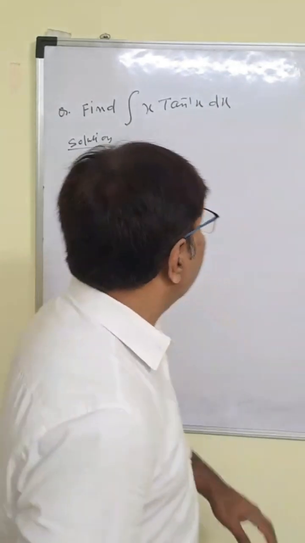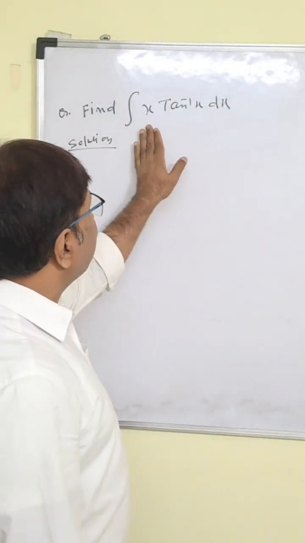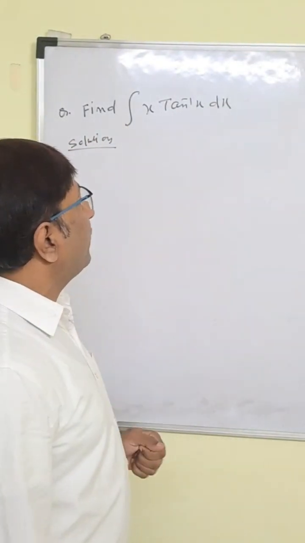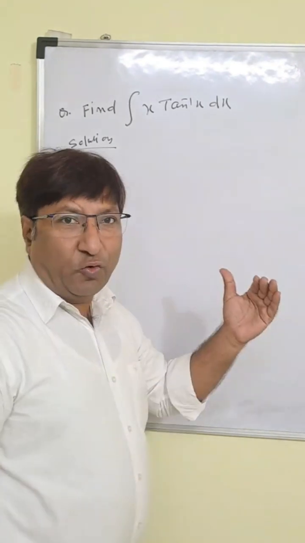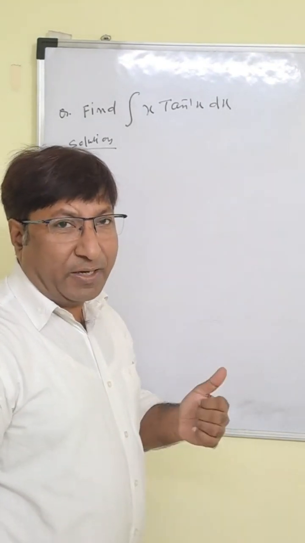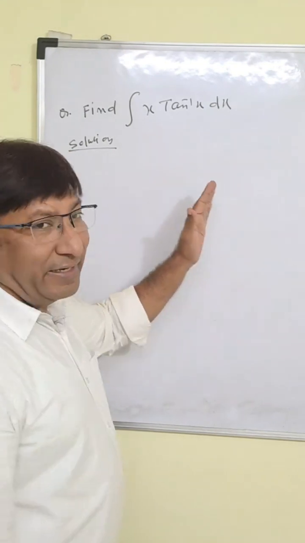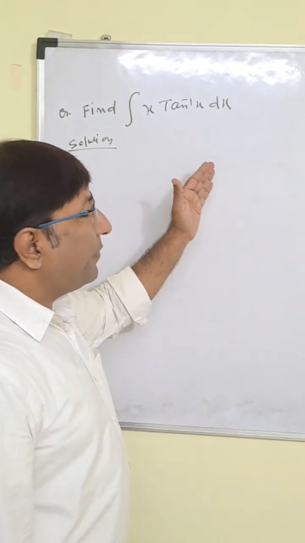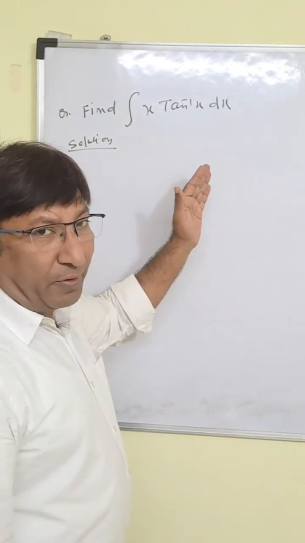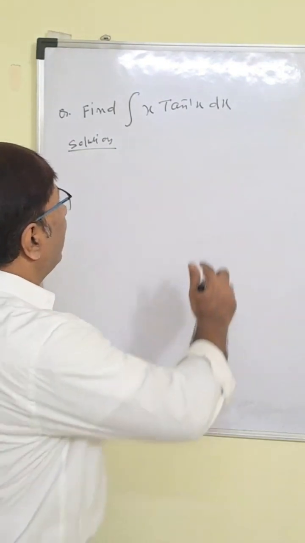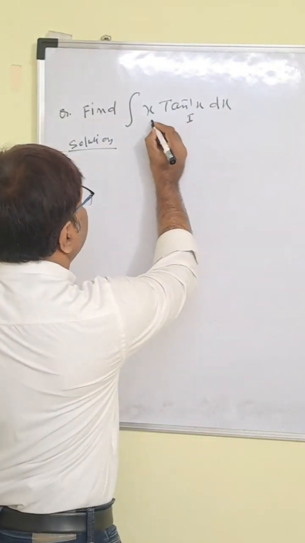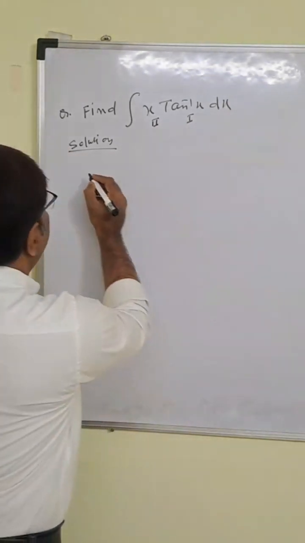Let us see the question. Find the integration of x tan inverse x dx. So for this type of question, a product of two functions, we will use integration by parts. So the technique is what? ILATE: inverse, logarithmic, algebraic, trigonometric and exponential. So here the given inverse function is the first function and this is the second function.